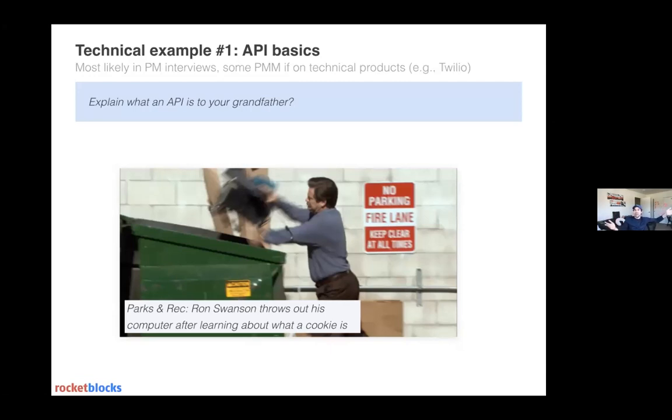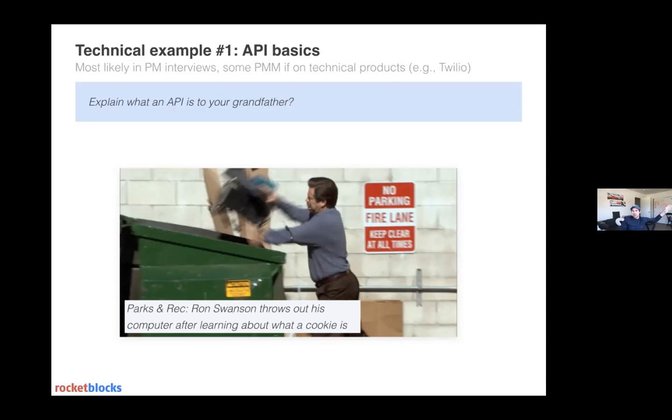Like, what is an API? And do you know it well enough to explain that complex topic to someone that probably doesn't have any technical background, like your grandfather or grandma, or your friend that's an English major, something like that. So that's a classic question. That's a good example there.